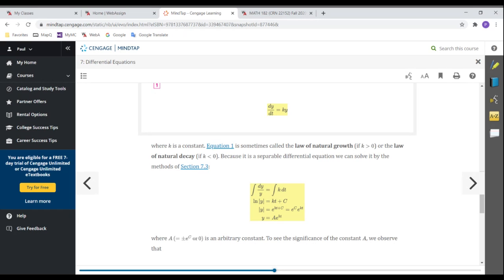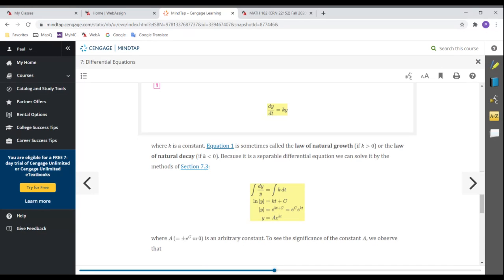Now we exponentiate that equation. So the absolute value of y equals e to the kt plus c power, which can be written as e to the c times e to the kt. But then we'll let e to the c equal a. And we can drop the absolute values because y is going to be positive in these applications.